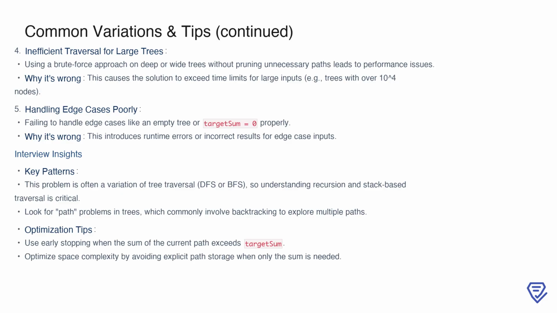From an interview perspective, this problem often revolves around key patterns, such as tree traversal using DFS or BFS. Mastering recursion and stack-based traversal is essential. Additionally, problems involving paths in trees frequently require backtracking, so being comfortable with this technique is crucial. To optimize, consider strategies like early stopping when the current path sum exceeds the target sum, and minimizing space complexity by avoiding unnecessary storage of paths when only the sum is required.